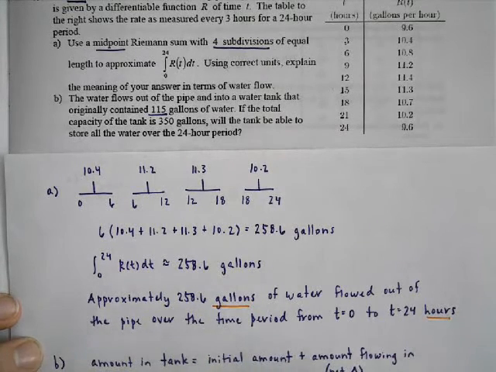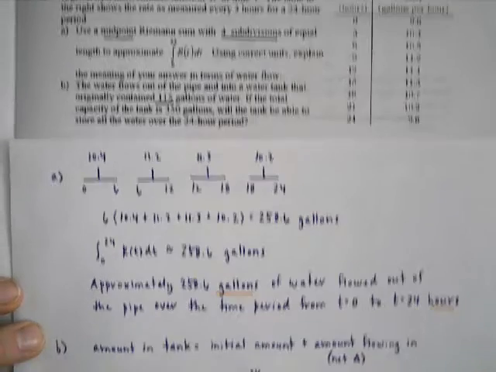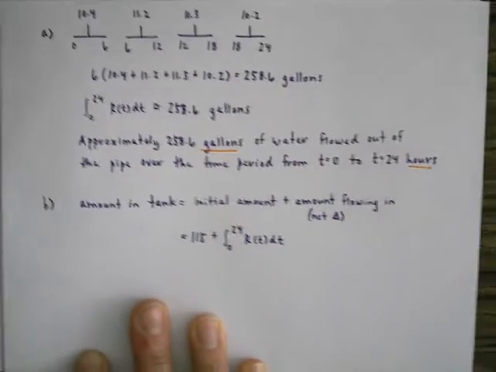So for our problem, we know our initial amount is 115. We know the amount flowing in is given to us by that integral. So from 0 to 24 of r of t dt. Oh my goodness, I just realized you can't see any of what I just wrote. Sorry about that. Okay, so here we are.